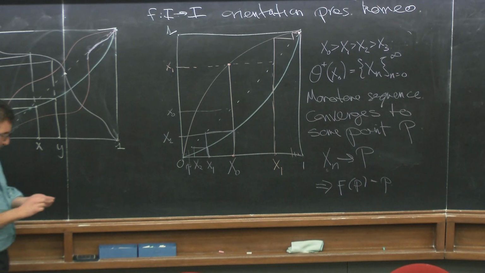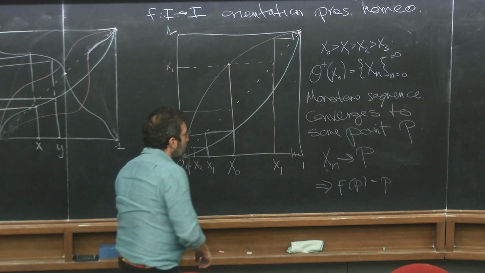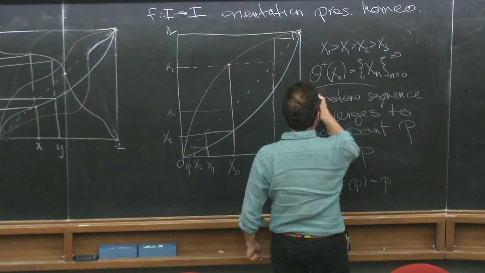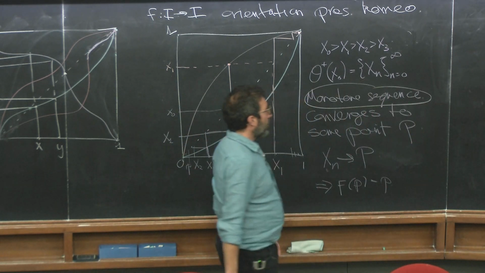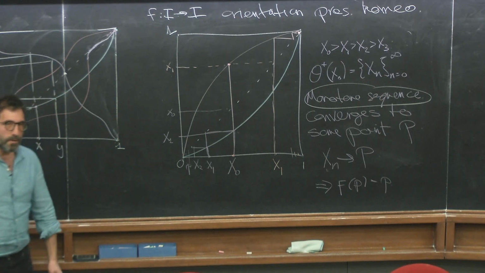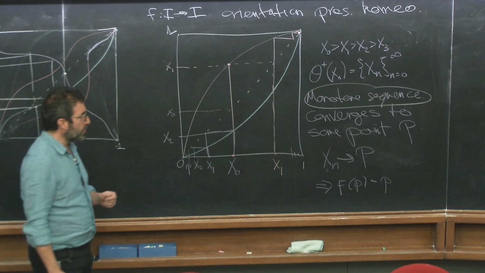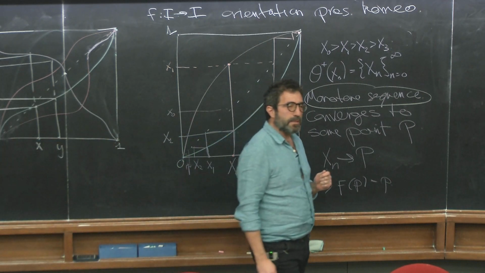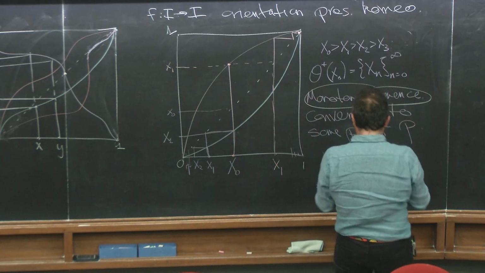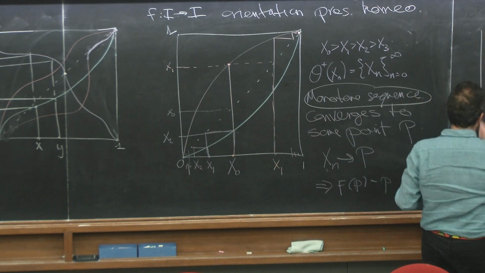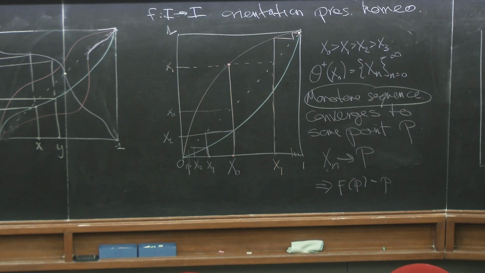So what did we use here? We used in a crucial way the monotonicity of the orbit. Right? Now, is this always going to be true? Is it true for every orbit? This was a very specific case, but what if we choose now some other?